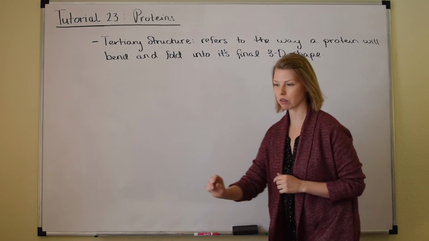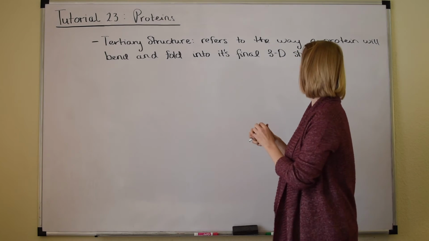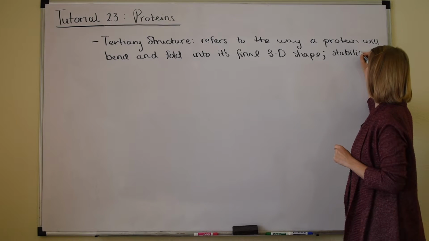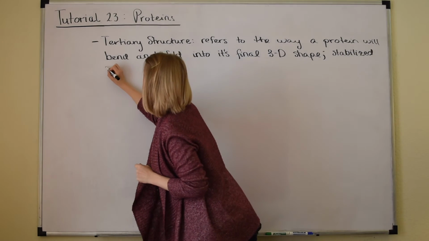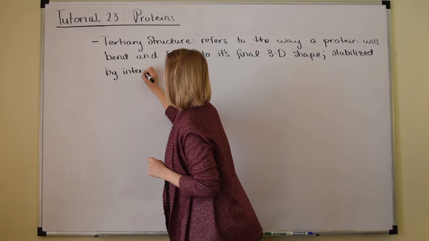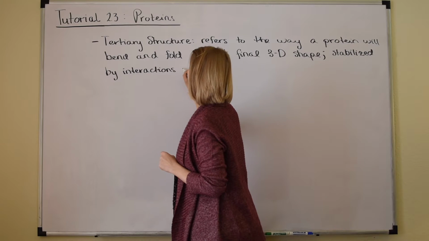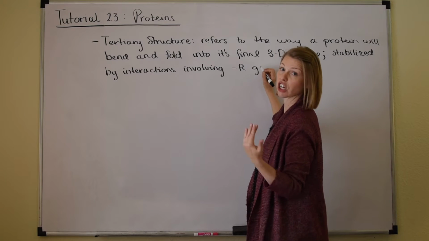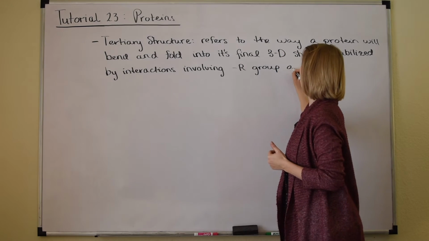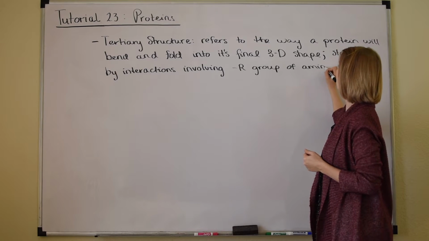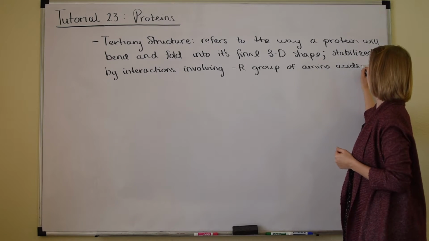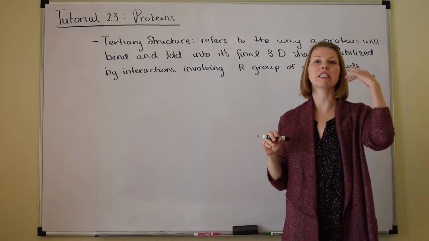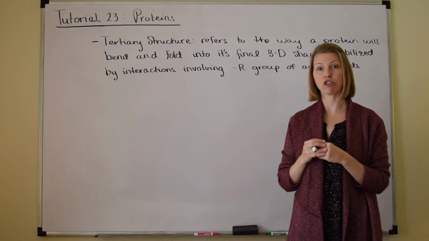So let's write up here that the tertiary structure is going to be stabilized by interactions involving the R groups, that is the side chains of the amino acids. Okay, so that means that those interactions can be quite varied. Let's talk about those different interactions that can occur to stabilize the tertiary structure now.